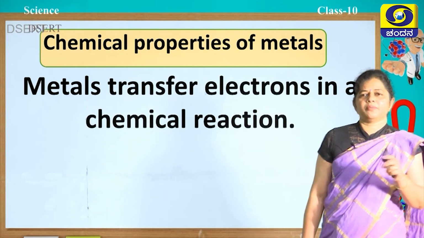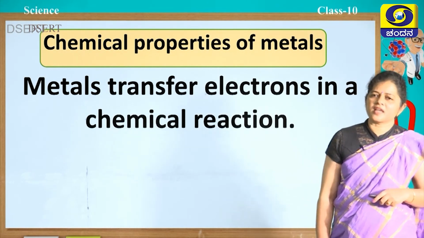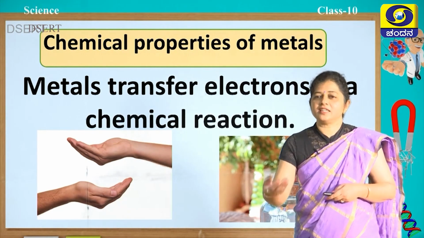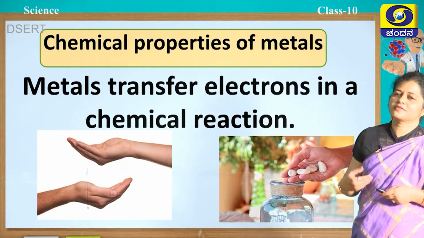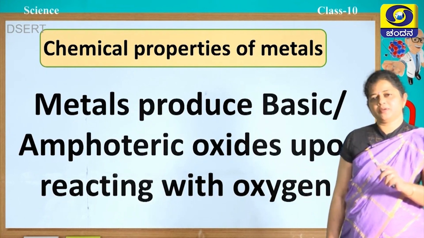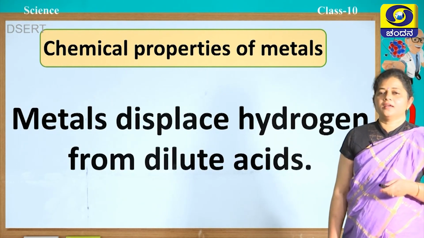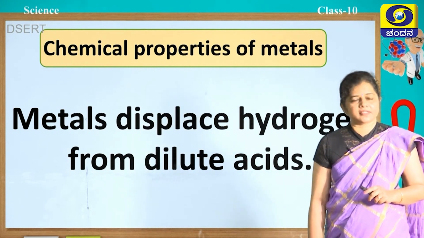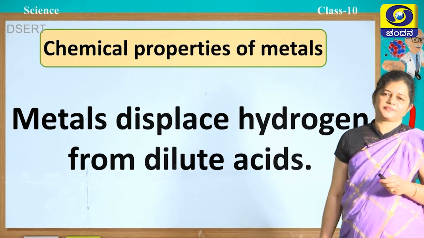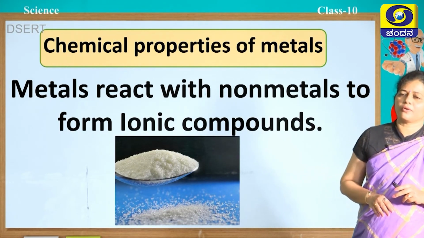Now, let us see a few chemical properties of the metals. During a chemical reaction, metals transfer electrons. They generally have the property of giving electrons. They transfer electrons from their atoms. When metals react with oxygen, they either produce basic or amphoteric oxides. They displace hydrogen from dilute acids. All metals generally displace hydrogen from dilute acids. Metals react with nonmetals to form ionic compounds.